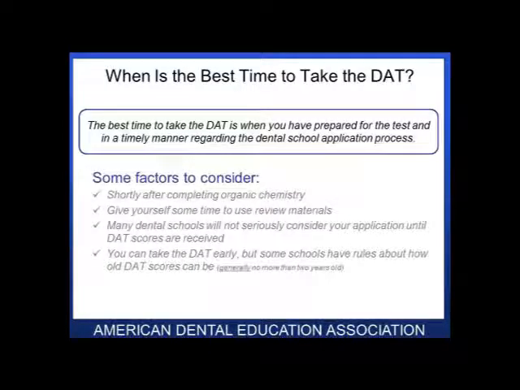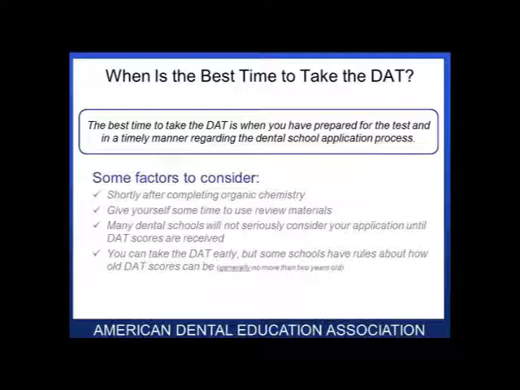Another important question a lot of students ask is, when is the best time to take the DAT? The simple answer is when you feel you're well prepared to take the test and in consideration to the timing of your application. Back when I was an admissions dean at a dental school, I encouraged students to consider taking the DAT shortly after having completed their organic chemistry courses, as organic is the highest level course tested by the DAT and therefore probably the best time when content is fresh.